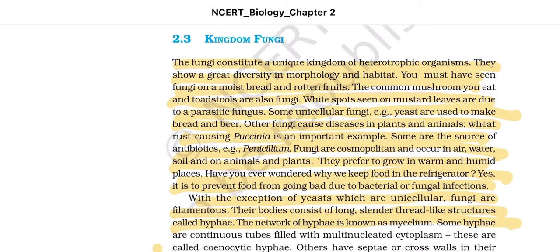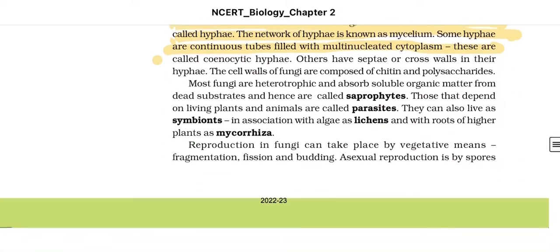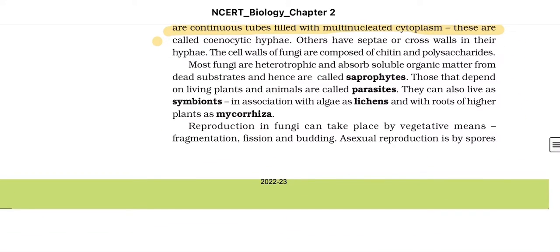Some hyphae are continuous tubes filled with multinucleated cytoplasm. These are called cenocytic hyphae. Others have septate or cross walls in their hyphae. The cell walls of fungi are composed of chitin and polysaccharides. Most fungi are heterotrophic and absorb soluble organic matter from dead substrates and hence are called saprophytes.